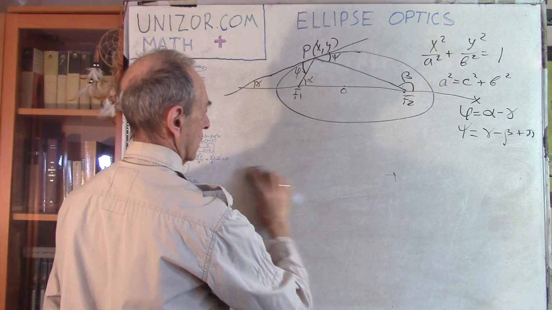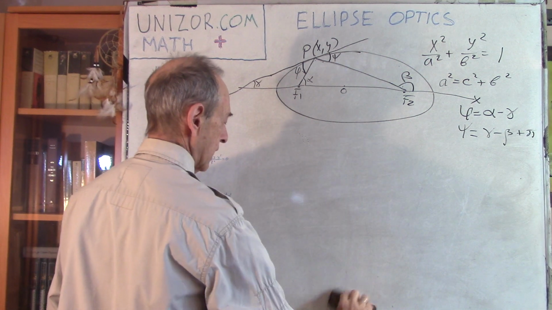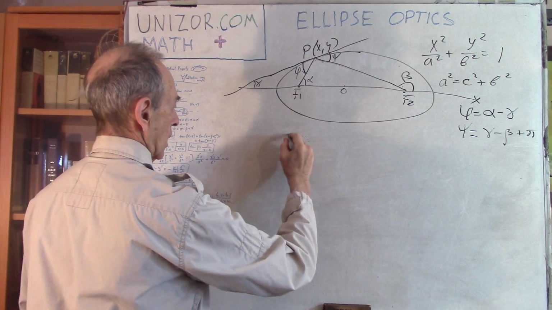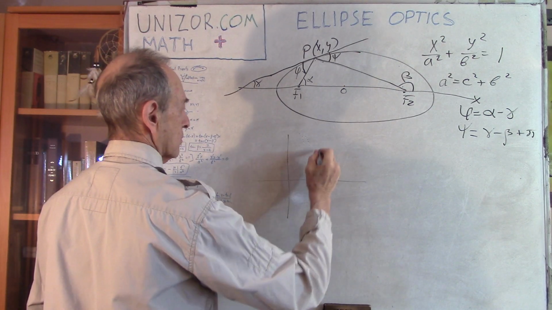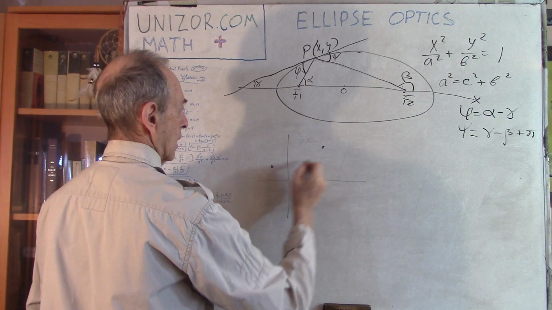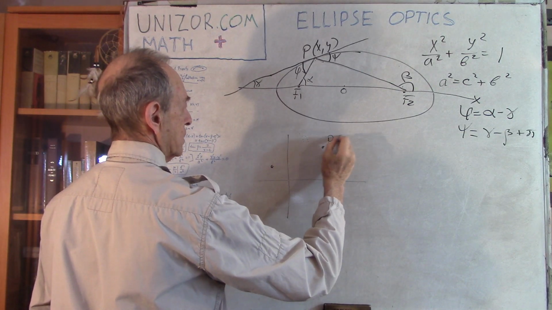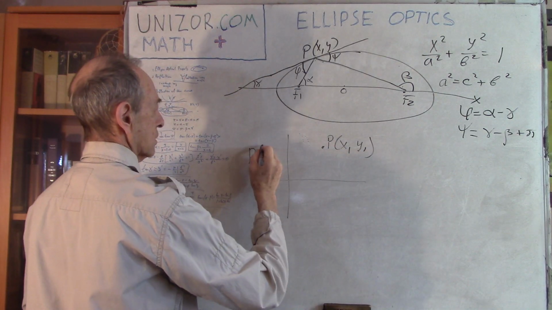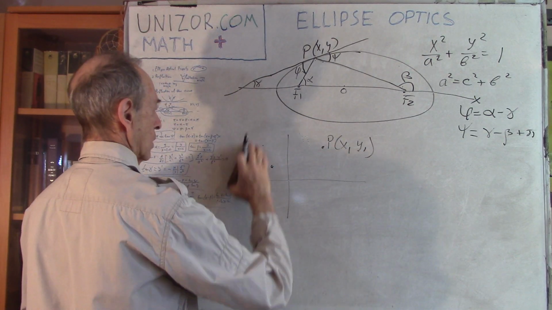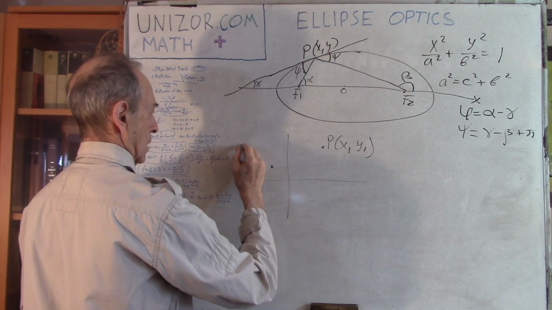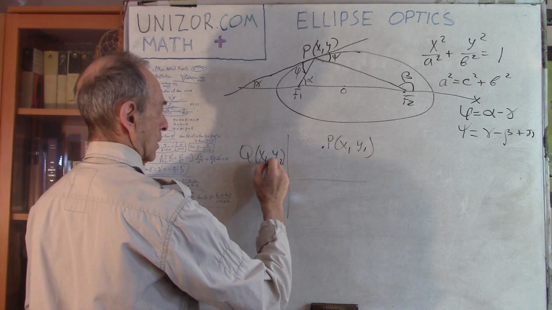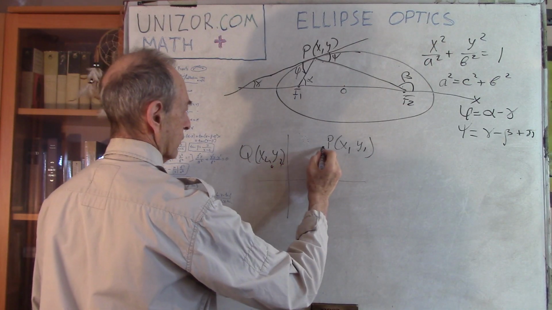All right. If I have a line between two points in a Cartesian system, let's say this point is P (x1, y1), and this is point Q (x2, y2). Now, you have this.